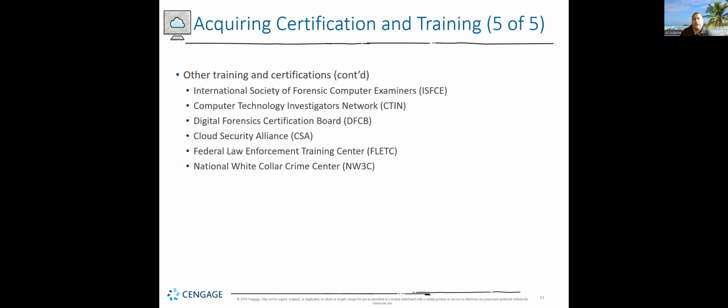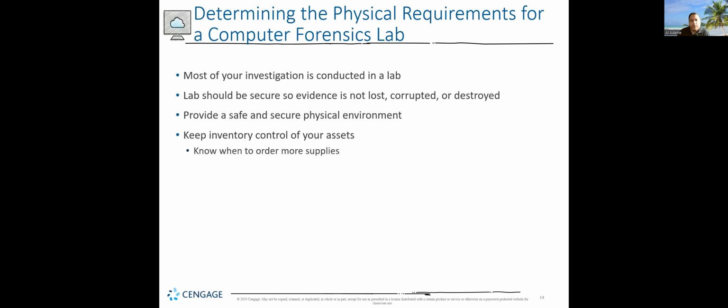Digital Forensics Certification Board, DFCB. Cloud Security Alliance. Yeah, that's still relevant. Federal Law Enforcement Training Center. That is, if you get federal law, you go through there if you want to be an investigator. National White Collar Crime Center. That is a new one to me. That one's pretty common though too, I think.